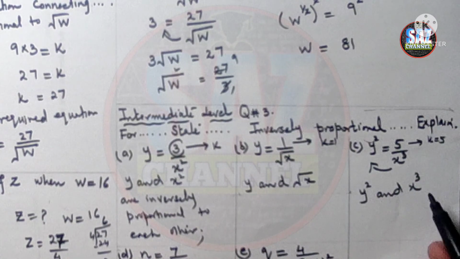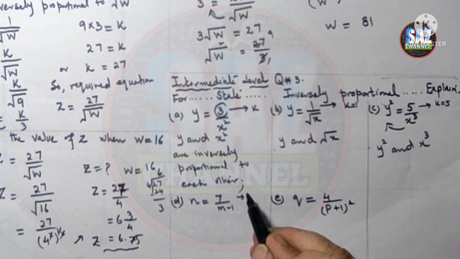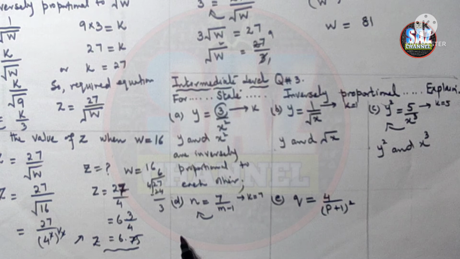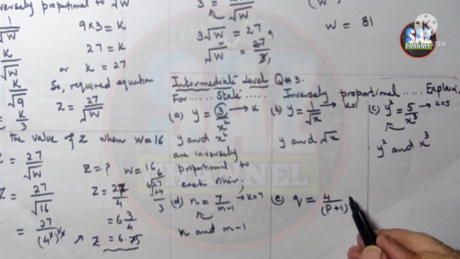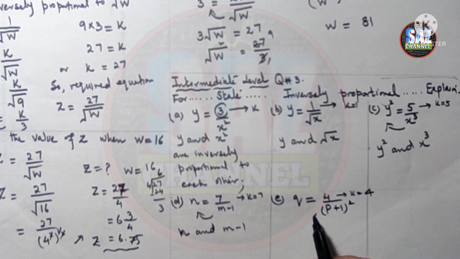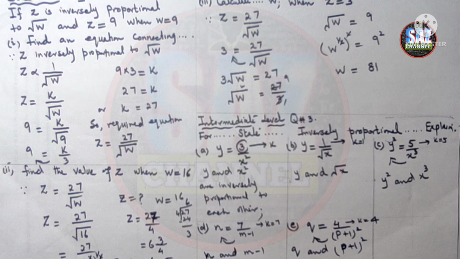Moving to the next part, that is n equals 7 over m minus 1. Here again k equals 7, and the two variables which are inversely proportional to each other are n and m minus 1. And for the last part, k equals 4, and the two variables which are inversely proportional to each other are q and p plus 1 whole squared. I hope you are clear about questions 1, 2 and 3.